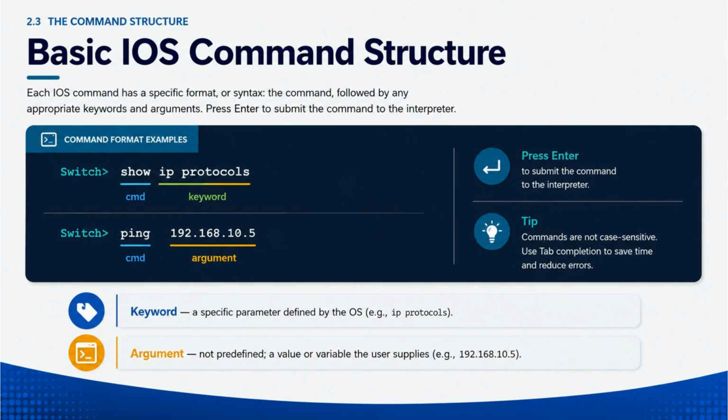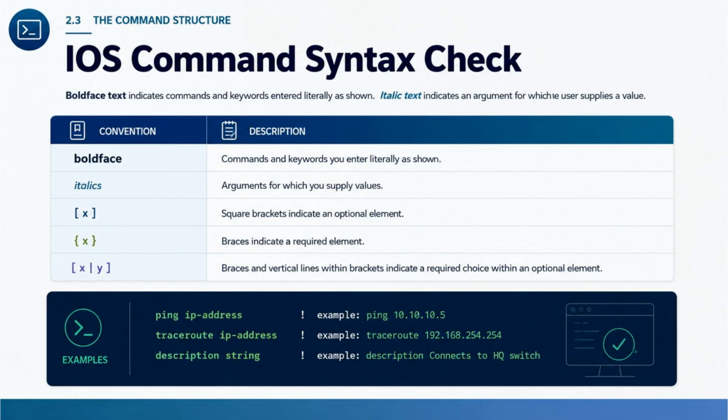Drill this. Every command follows command keyword argument syntax. Keywords are fixed, defined by the OS, like ip protocols. Arguments are supplied by the user, like an IP address in a ping command. Use the ping and show ip protocols examples on screen to point out which part is which. This syntax check table matters for reading Cisco documentation, not just this course.